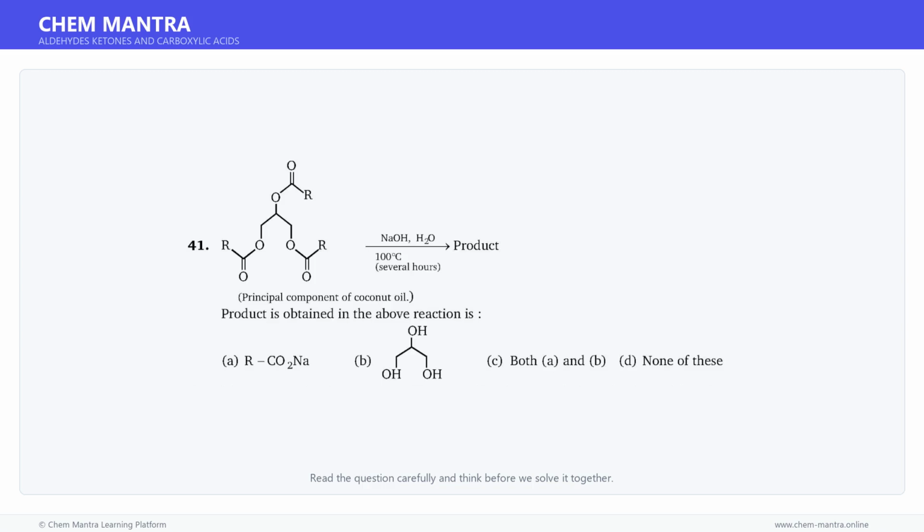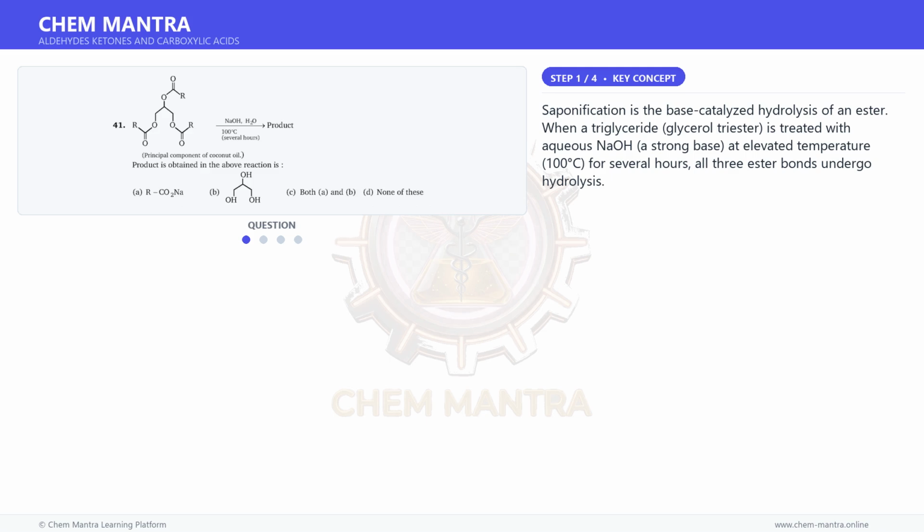Here is a question. Read it carefully and think about the answer. Let us solve it step by step. Let us first understand the key concept here. Saponification is the base-catalyzed hydrolysis of an ester.